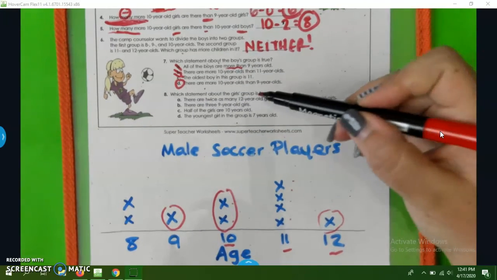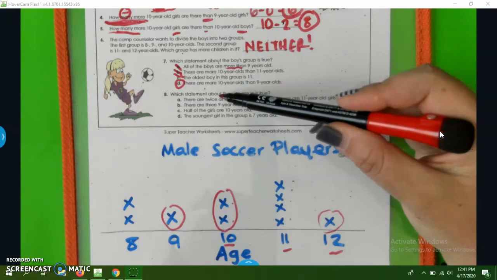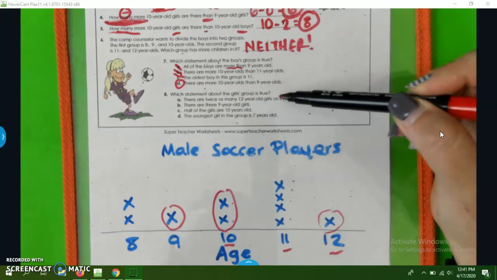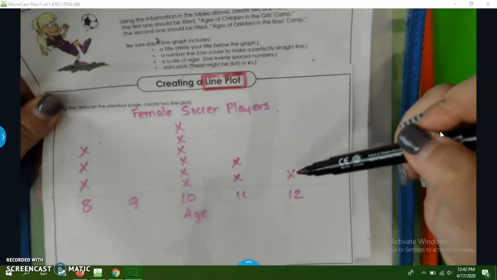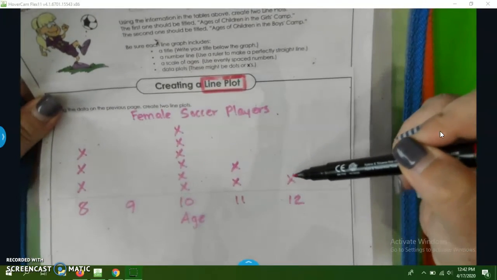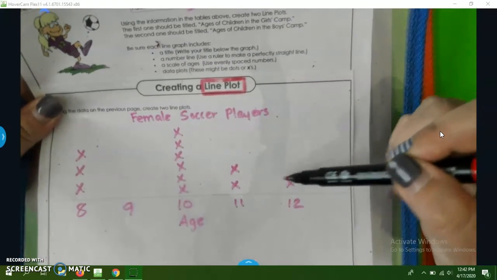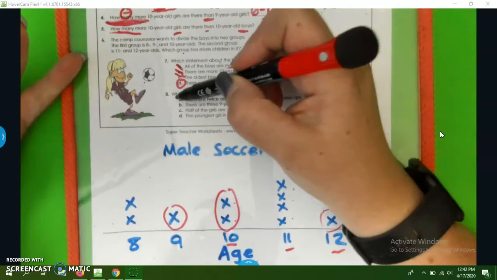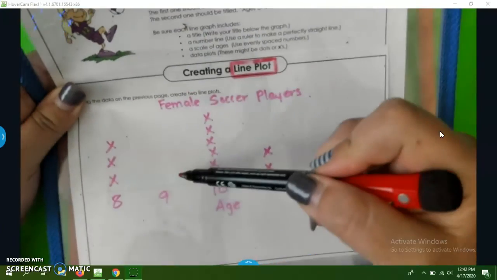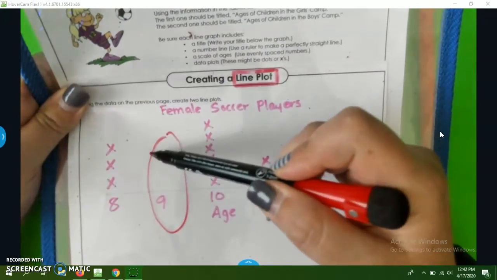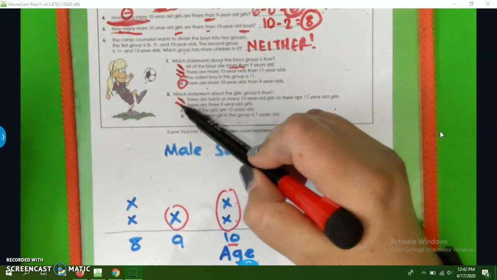And then we're going to use the girls group line plot for this next one. Same thing. There are twice as many 12-year-old girls as there are 11-year-old girls. So we're going to see, are there twice as many, meaning 2 times as many 12-year-olds as 11? No, because there's actually fewer 12-year-olds than 11. There are 3 9-year-old girls. Go to our 9s, there are no 9-year-old girls. So then that's not true.